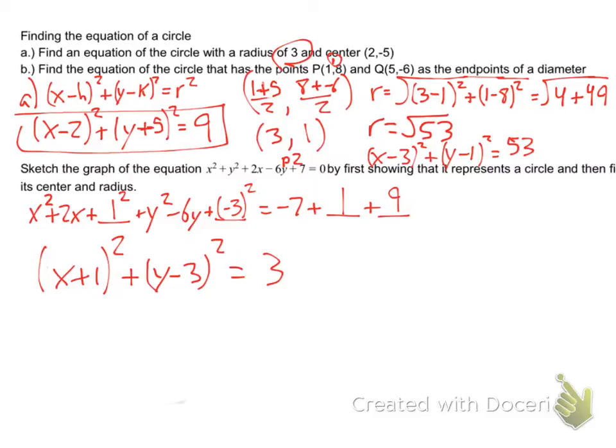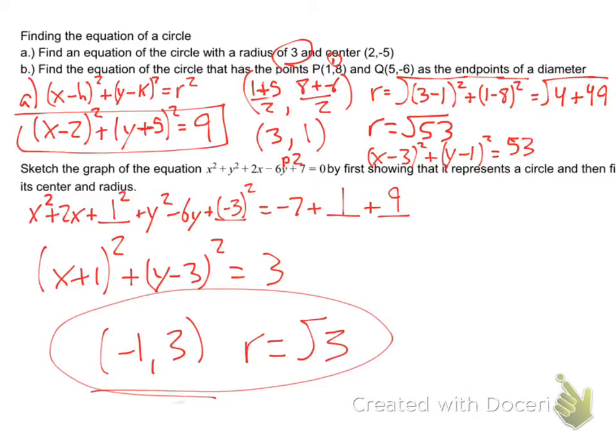What is the center? And r equals square root of 3. So using those 2 pieces of information, you guys could graph it. Square root of 3 is about 1.73.